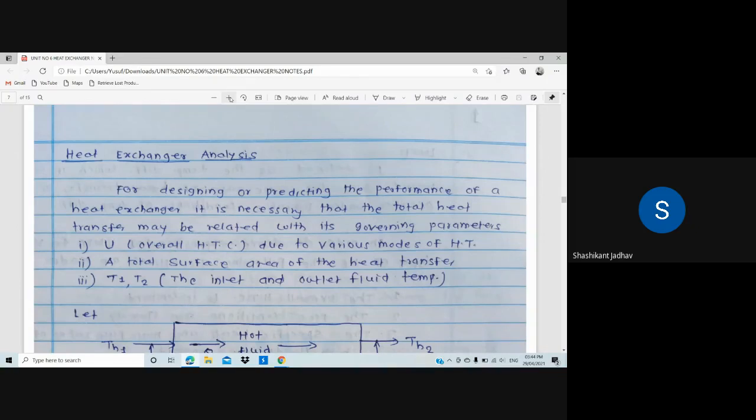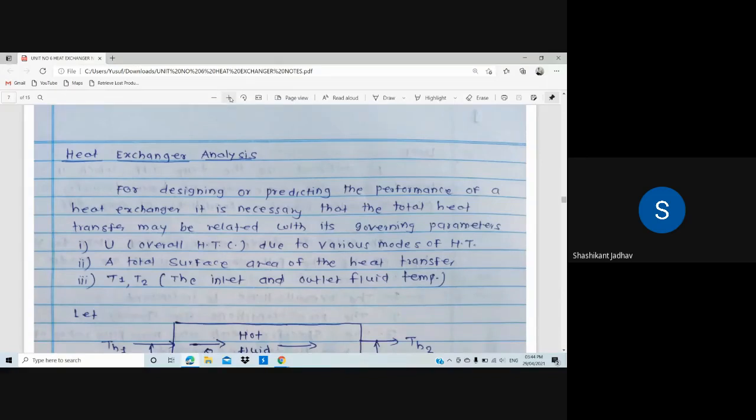Now write down the next point, that is heat exchanger analysis. We have to discuss the next point, heat exchanger analysis. So all of you give the new heading, heat exchanger analysis. Our aim is to design the heat exchanger.